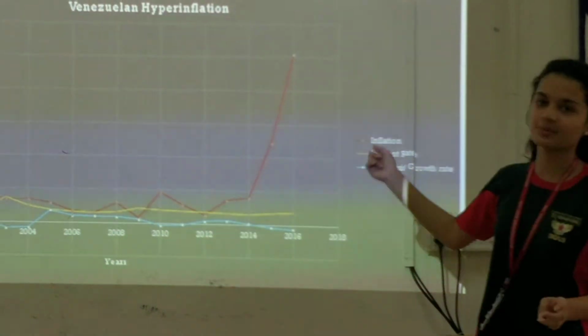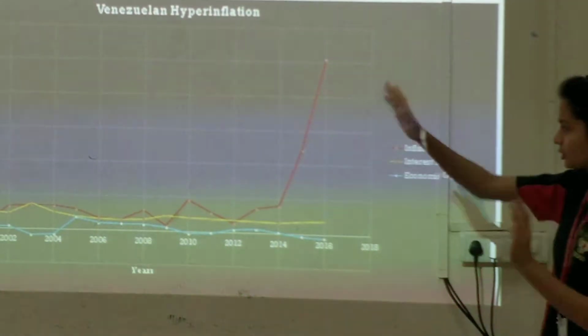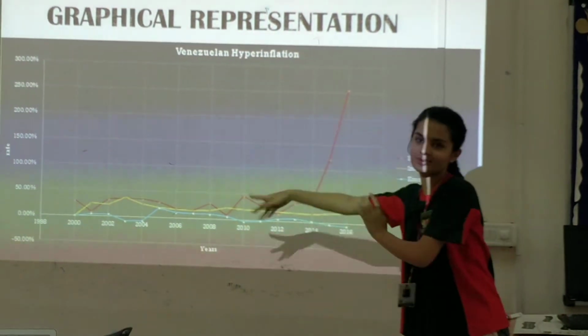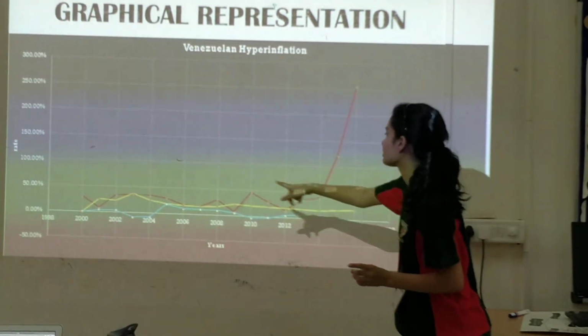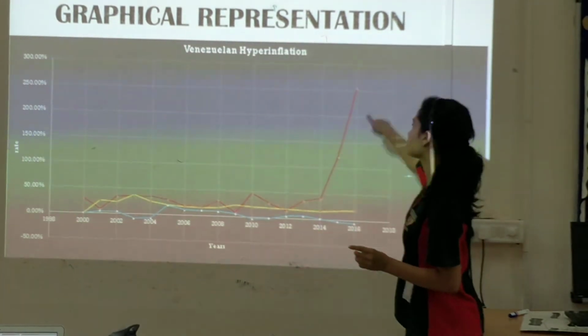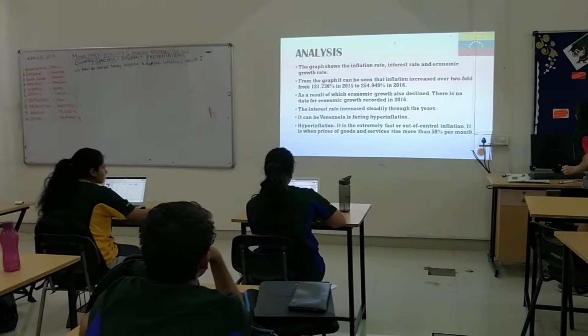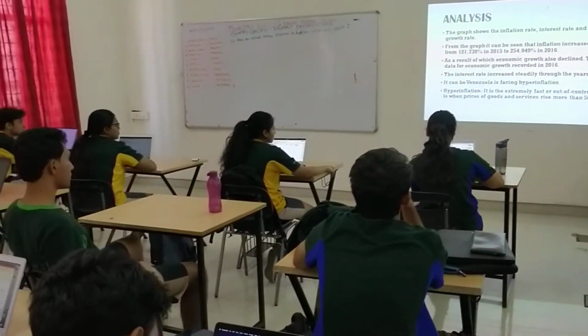This is a graphical representation of the data that I showed previously. Basically, what I explained with the data is shown on the graph: how the interest rate has not increased, even though there's hyperinflation in the country. Okay, just go through this.